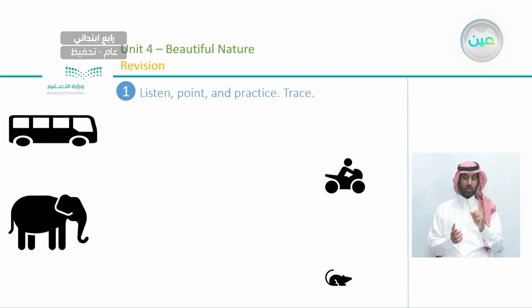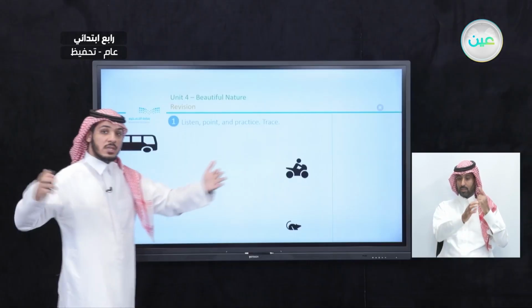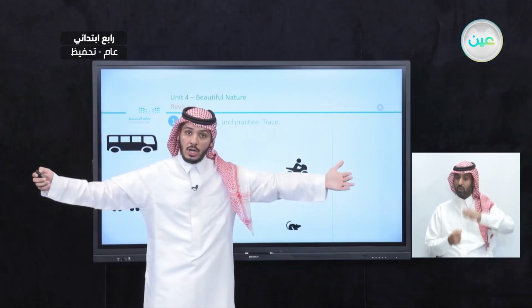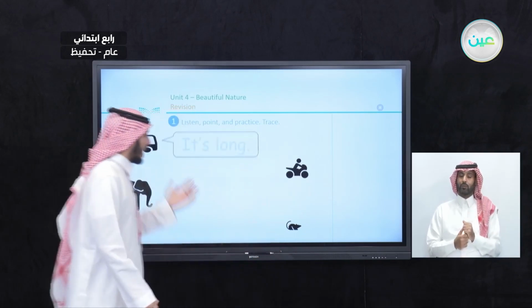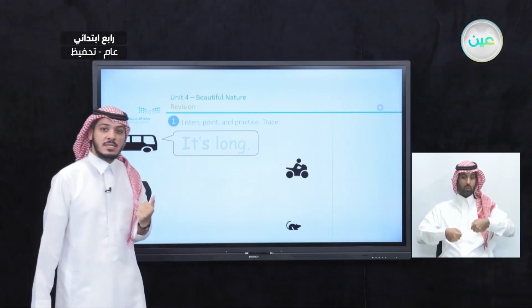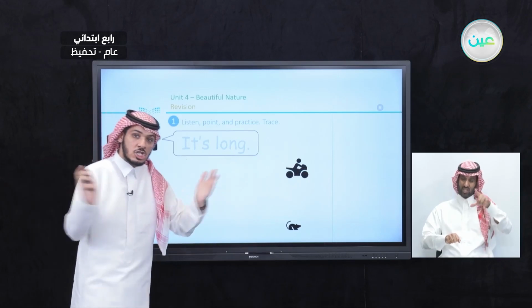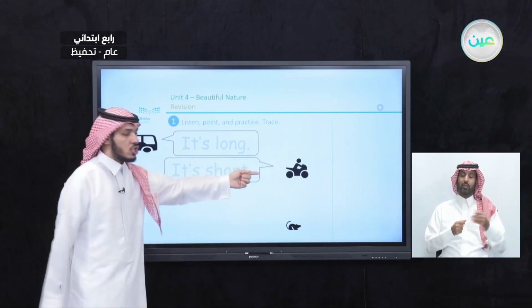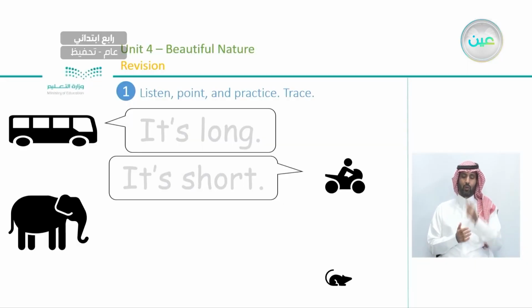The first one here is the bus, and the bus is long. Excellent. What about the motorcycle here? It's short. Excellent. What about the elephant here?